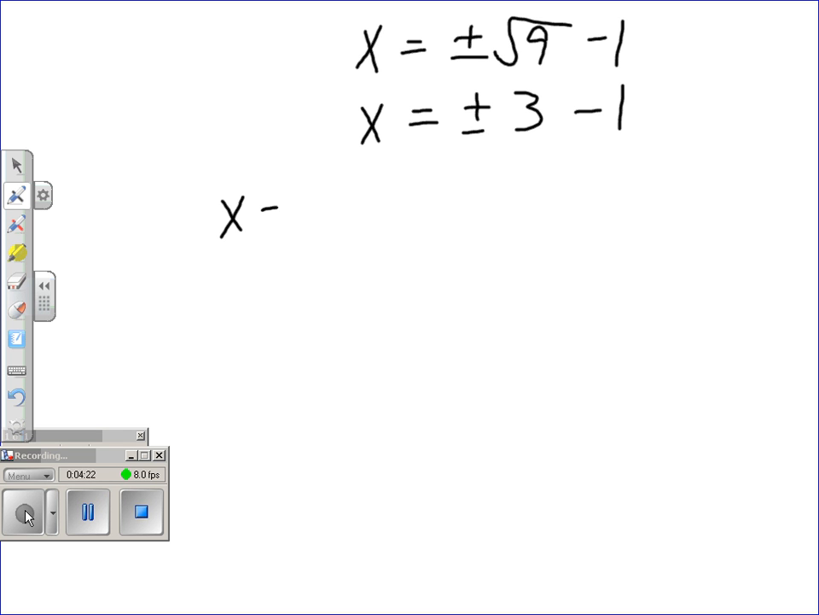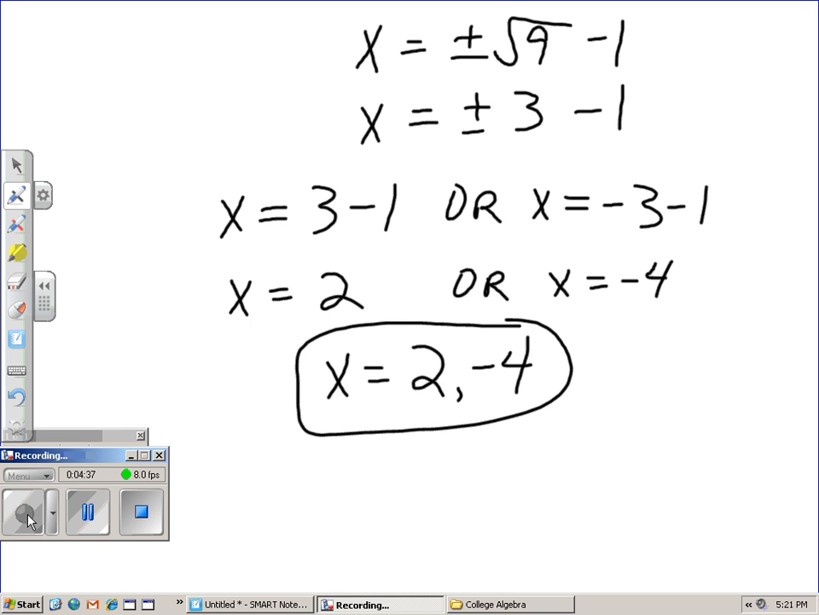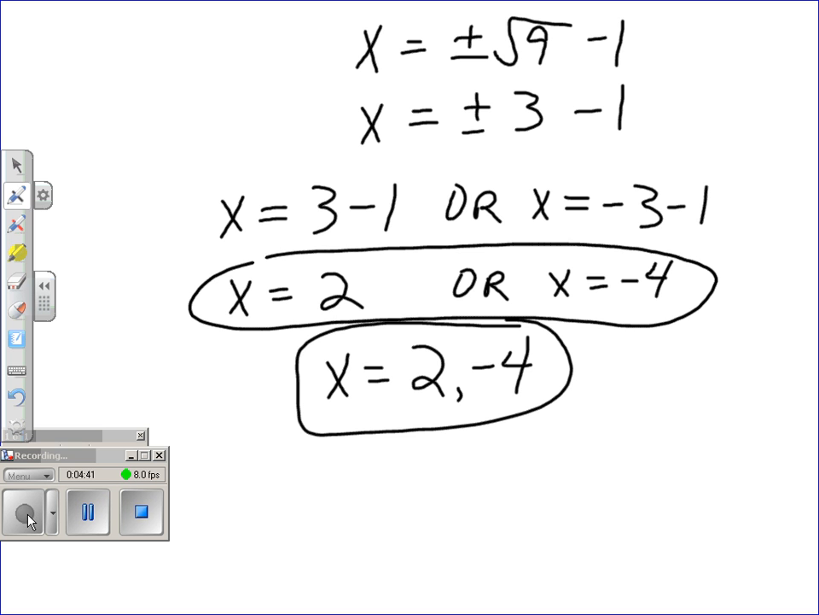my two answers. X equals my positive 3 minus 1, or x equals my negative 3 minus 1. So x equals 2 or x equals negative 4. A shorter way of writing it would be x equals 2 comma negative 4. Either way, you can write either one of these as the answer. If you like writing, use that first one.